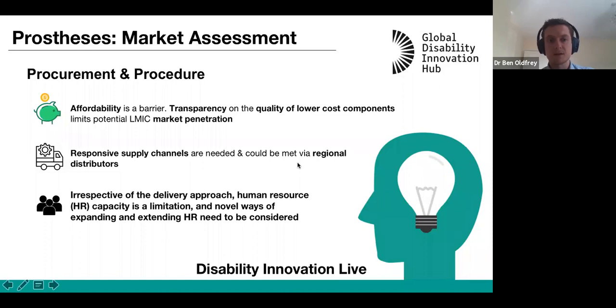Another thing that ramps up prices is just the difficulties in the current supply chain network. If we had more responsive supply channels, possibly via regional distributors, it could help affordability greatly. I mean, currently most clinicians and workshops in LMICs are having to place individual orders with overseas suppliers, and there's no economies of scale being put into place, even on a regional or country level, and this would help a lot. A key point that is very important in my mind is that irrespective of the delivery approach or the supply approach used, this human resource capacity is always going to be a limitation. So if we can explore novel ways of expanding and extending this capacity, it could result in a greater impact. Next slide, please.